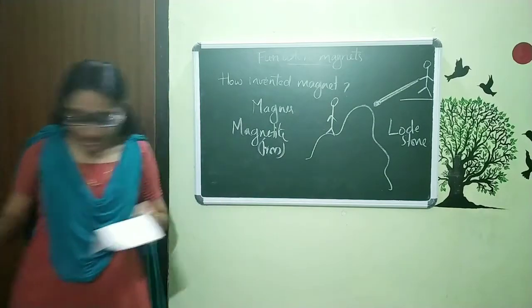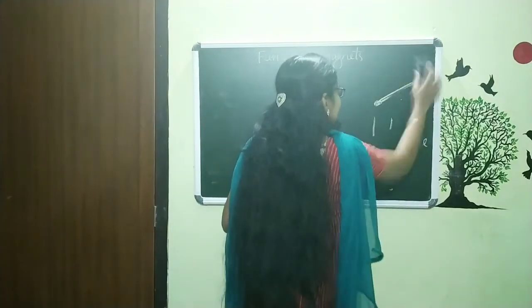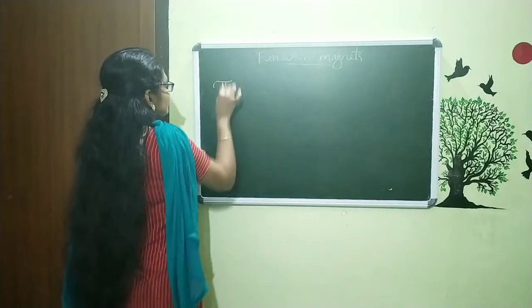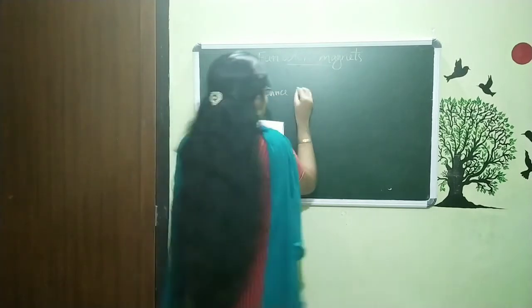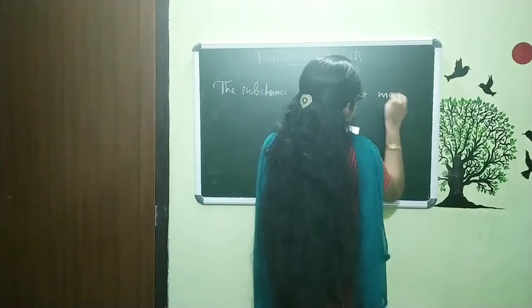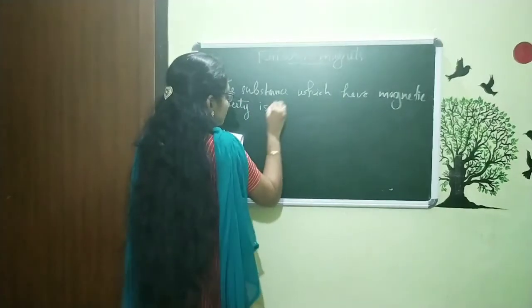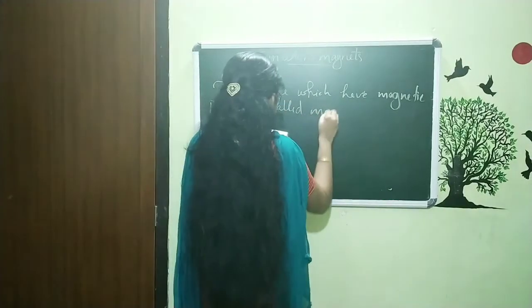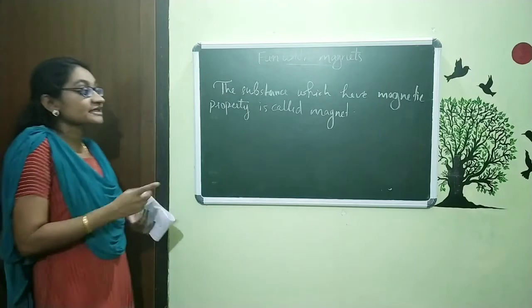So I can say the simple definition of magnet that is mentioned in your textbook is this. The substance which has magnetic property is called magnet. So the substances which have magnetic property are called magnets.